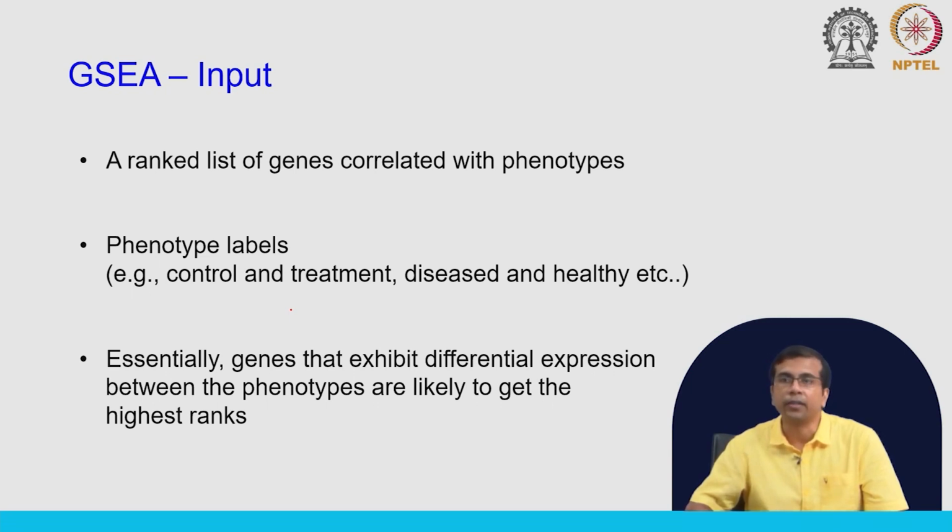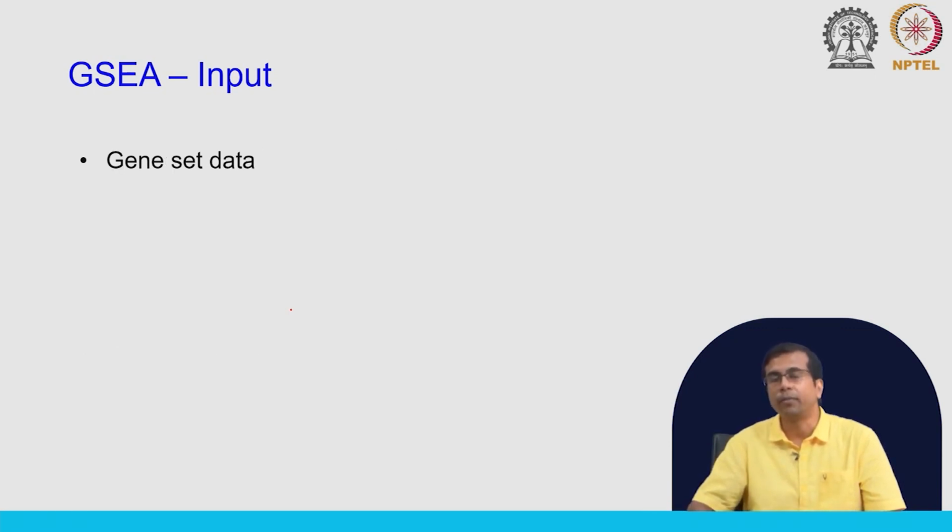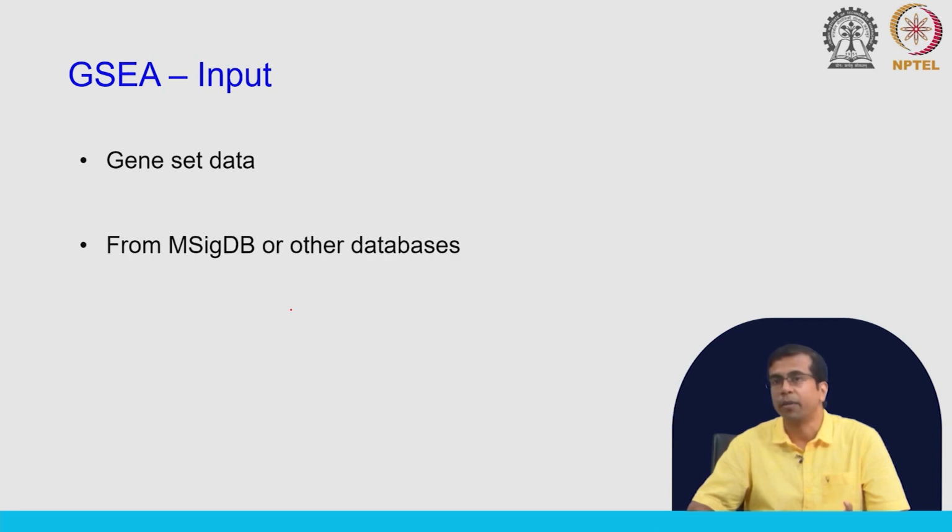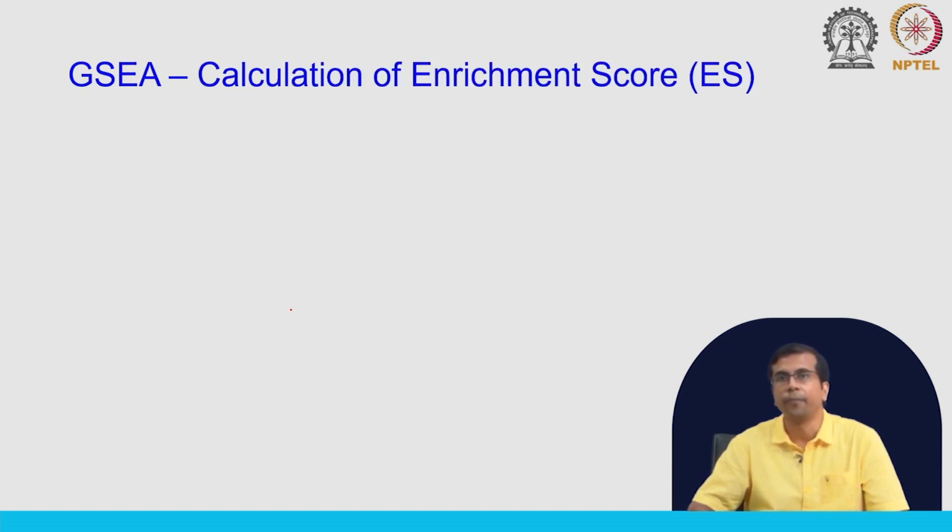And by the way, it is not necessary to have just two levels, you can have multiple levels in many cases. For example, you are doing this expression analysis for different conditions, you can have 10 treatments or 100 treatments, that kind of situation. So, you can have multiple levels. As part of the input, you also need the gene set data. As I mentioned, you can get this gene set data from MSigDB or other databases, where you have genes that are part of specific gene sets or hallmark sets that are defined.